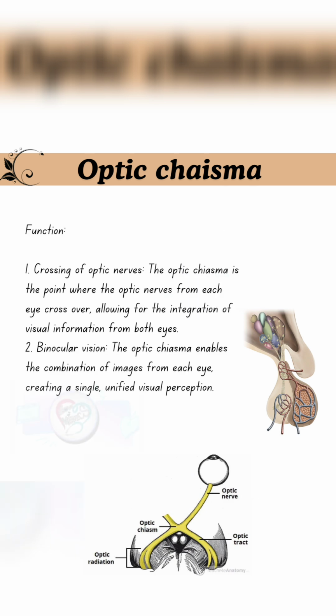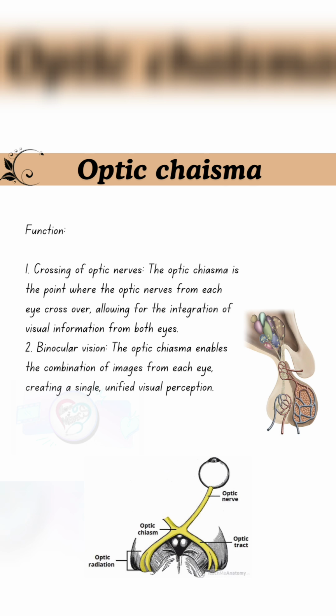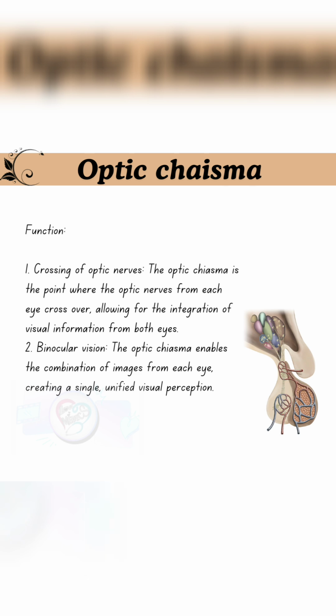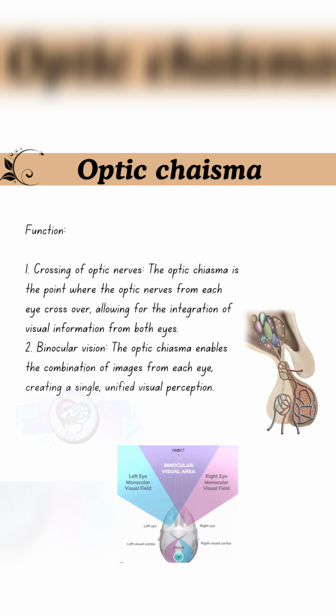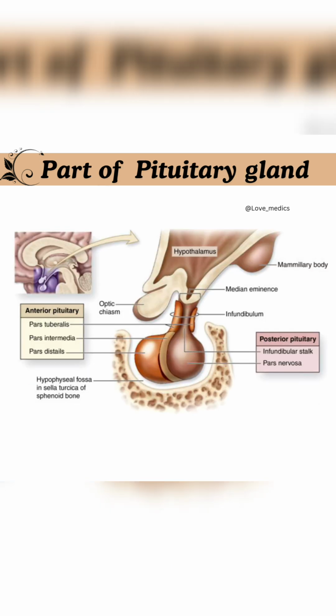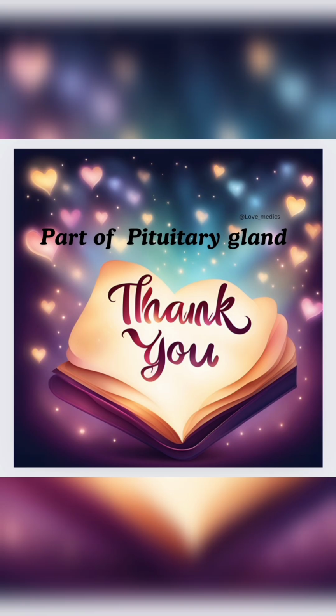Optic chiasma function. Crossing of the optic nerves. It is the point where the optic nerves from the eyes cross over, allowing integration of visual information from both eyes. Second, binocular vision. The optic chiasma enables the combination of images from each eye, creating a single unified visual perception. These are the parts of the pituitary gland and the nearest parts of the pituitary gland.